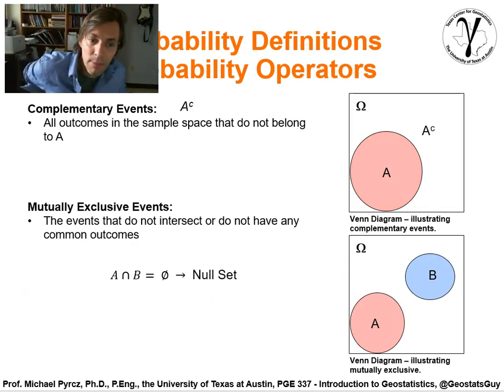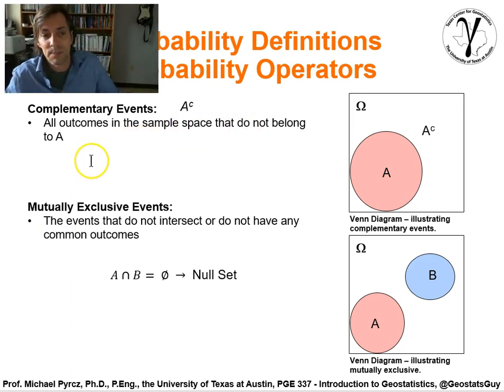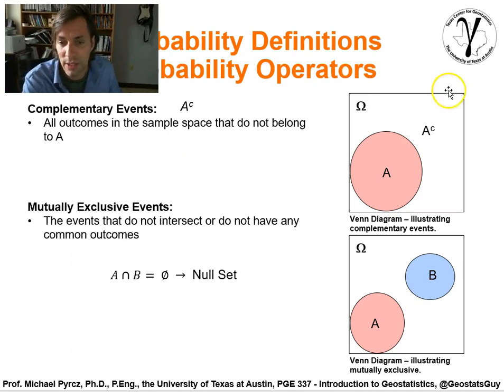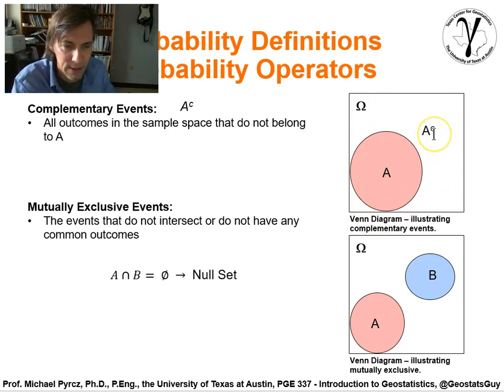We can also have complementary events if we're talking about operators. This is all outcomes in the sample space that do not belong to a specific event. And so if we take a look at our omega, which is all possible events, we have A, which are all events of type A. A complement will be all events that do not belong to A, in other words, this white space.